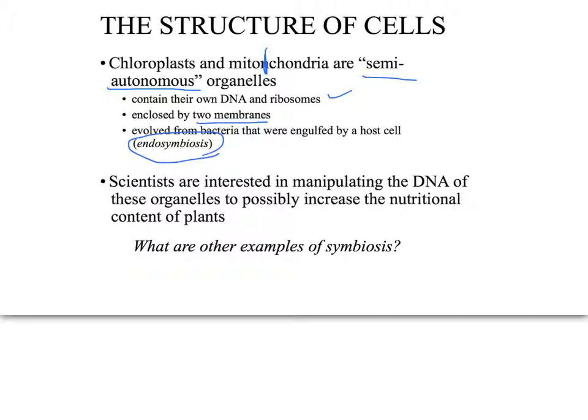Okay, so sometimes scientists want to manipulate the mitochondria and the chloroplasts to increase the nutritional value of the plant. So to try to maybe have the plant have more sugar, so you could eat less of the same plant and get the same amount of energy. Okay, so think about some other examples of symbiosis. A symbiotic relationship is when two things live together and they both benefit.